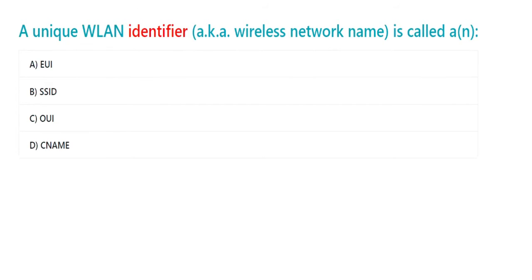A unique WLAN identifier, aka wireless network name, is called a/an: A. EUI. B. SSID. C. WI. D. Name.